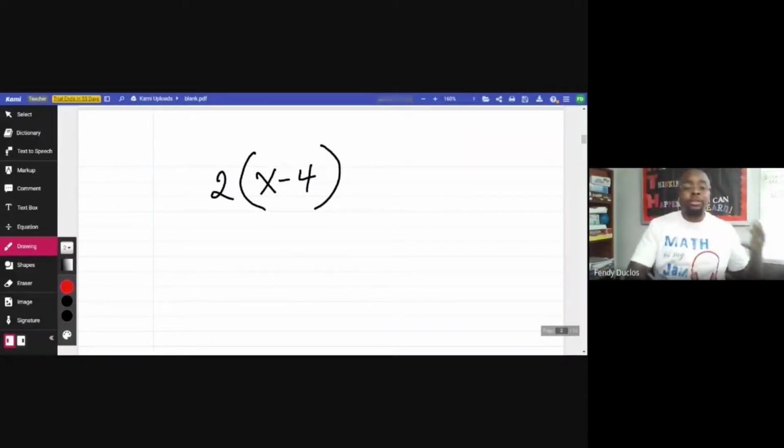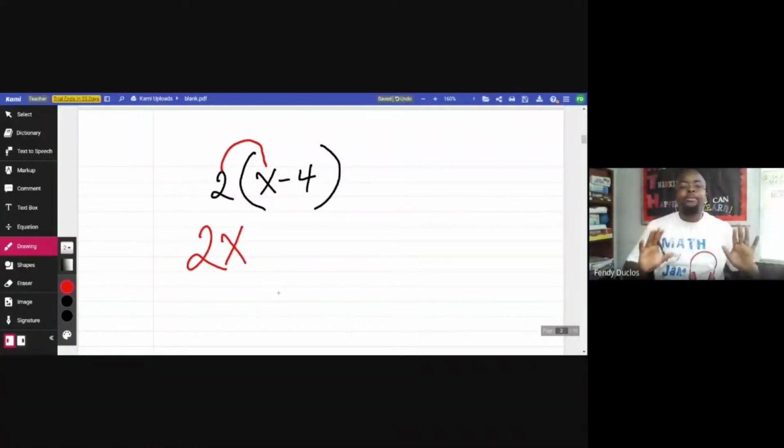So in order to distribute this value, let me switch colors here. You're going to take that 2 and multiply it by x. If you remember from our previous video, the x is a variable, and variables represent unknown values. We don't know what this value is. So 2 times x is simply going to be written as 2x.